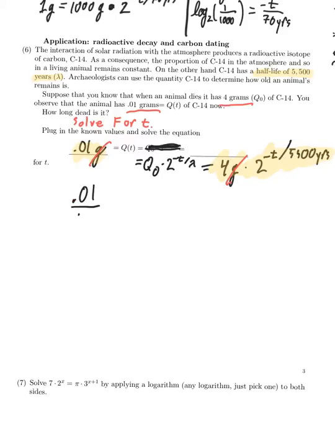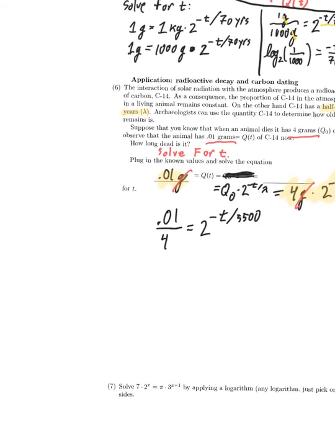So that will give me 0.01 divided by 4, which I could simplify, is equal to 2 to the negative t divided by lambda. And I'll suppress all of the units. I'll need to remember that time should be measured in years. So let's simplify that left-hand side. I know what 1 divided by 4 is. 1/4 is 0.25, so this quantity should be 0.0025.